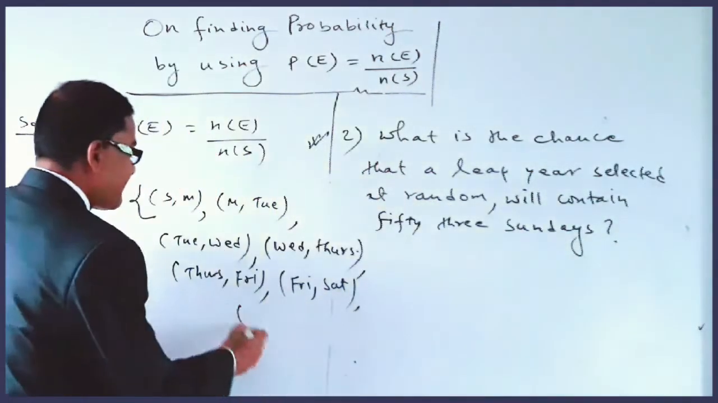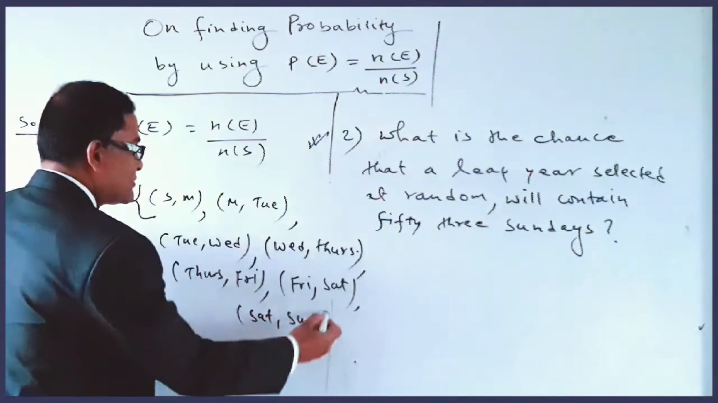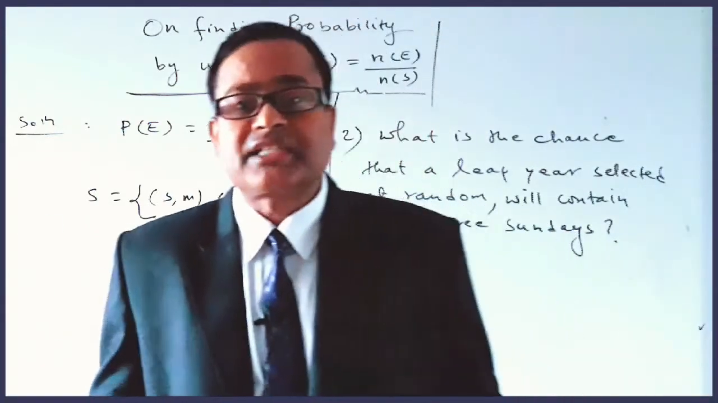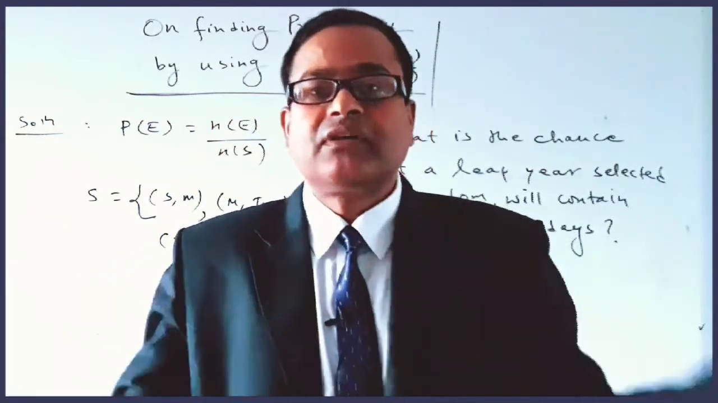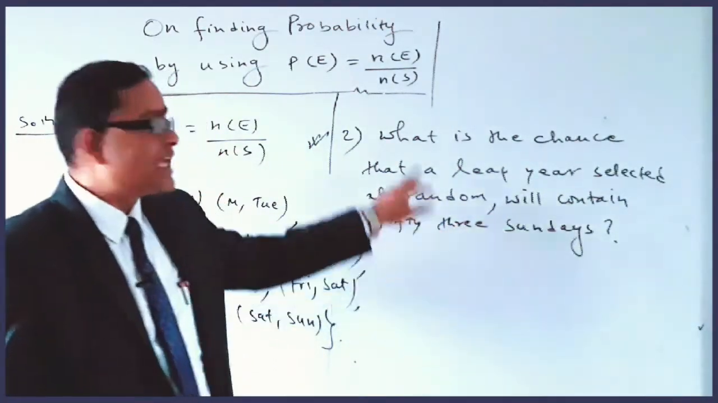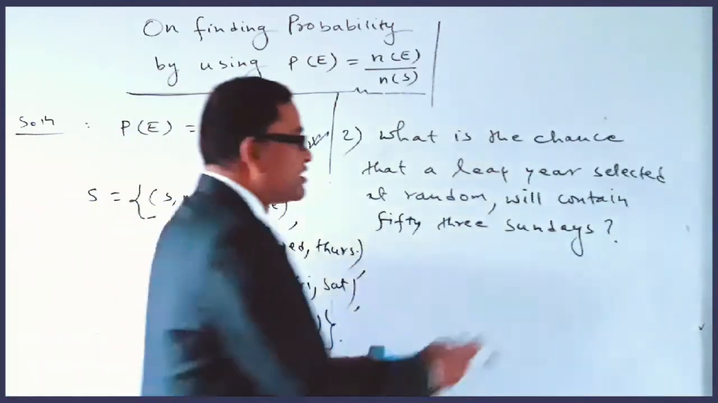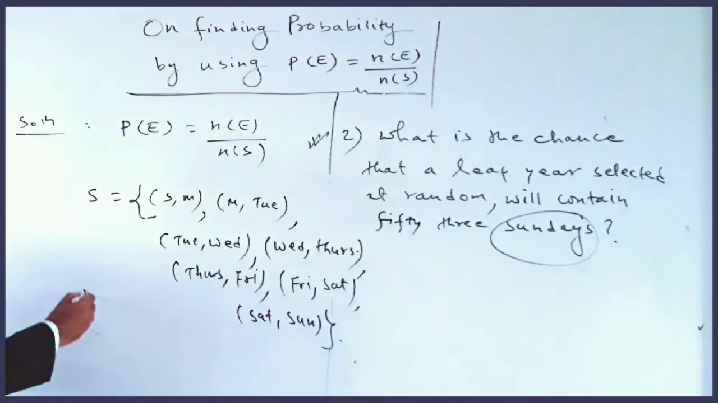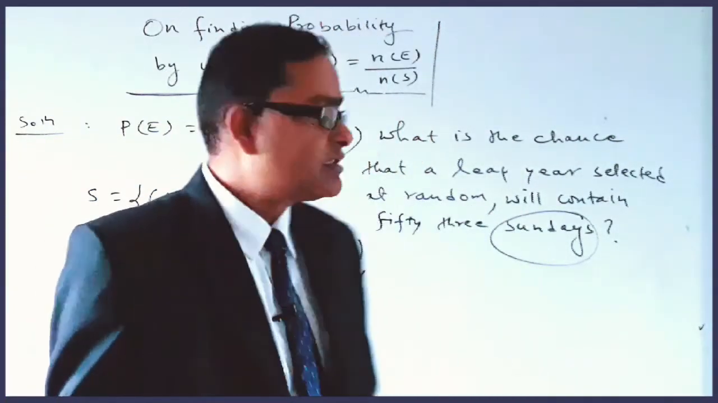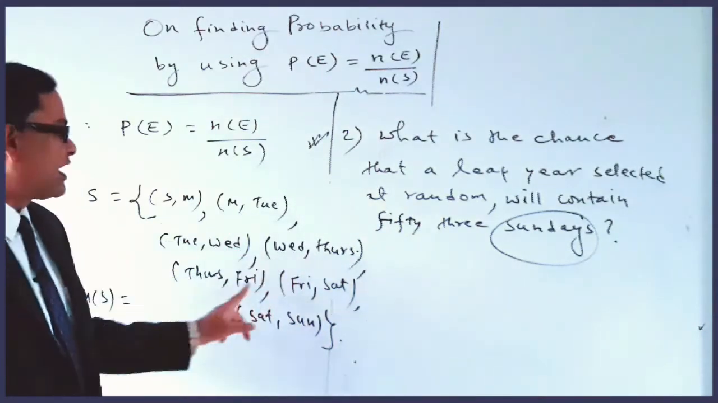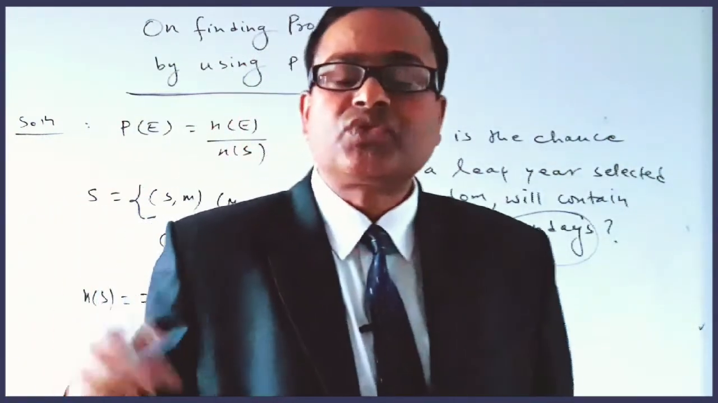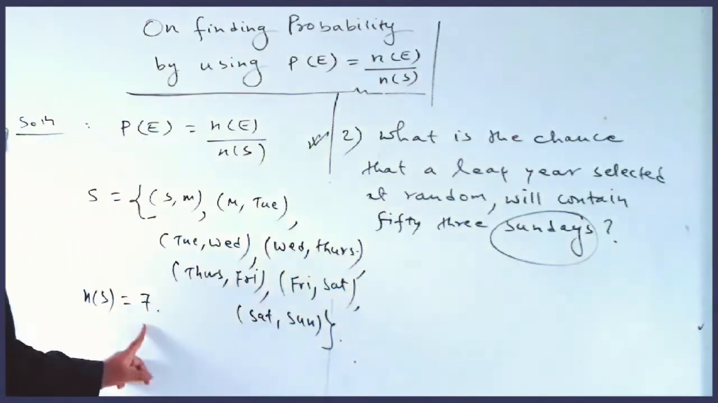So dear students, these are the possible outcomes of the 2 extra days of a leap year. Now according to the question, we have to find out the probability that the leap year will contain 53 Sundays. We have the sample space of the 2 extra days, altogether 1, 2, 3, 4, 5, 6, 7. So the number of sample space is equal to 7. That means the combinations of the 2 extra days are equal to 7.